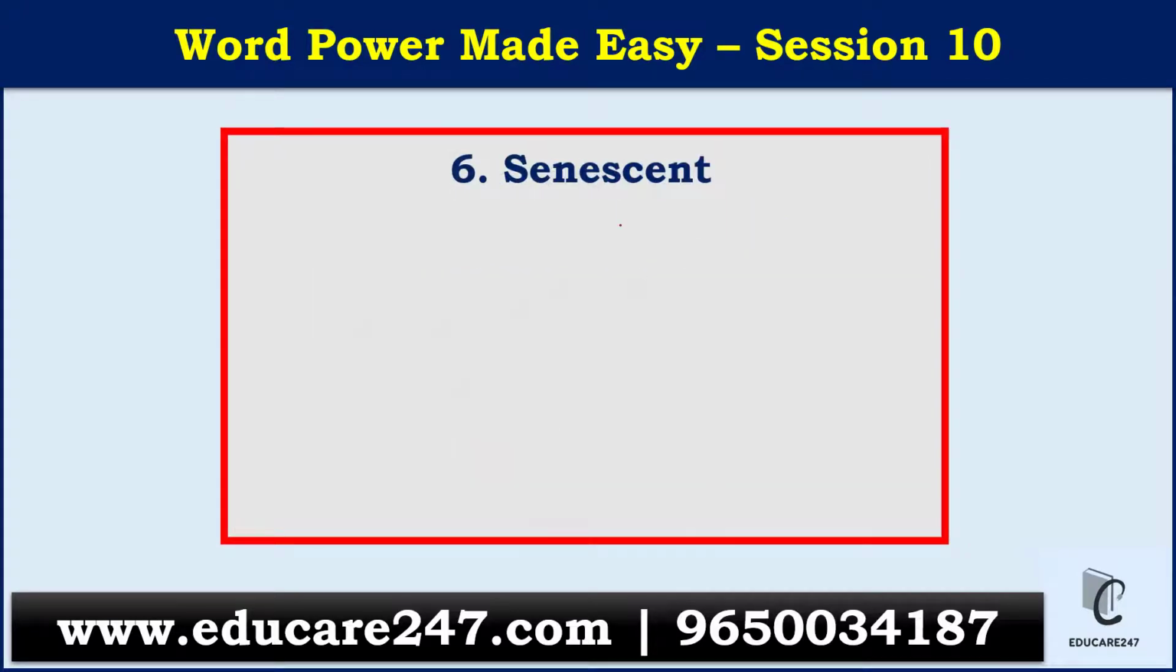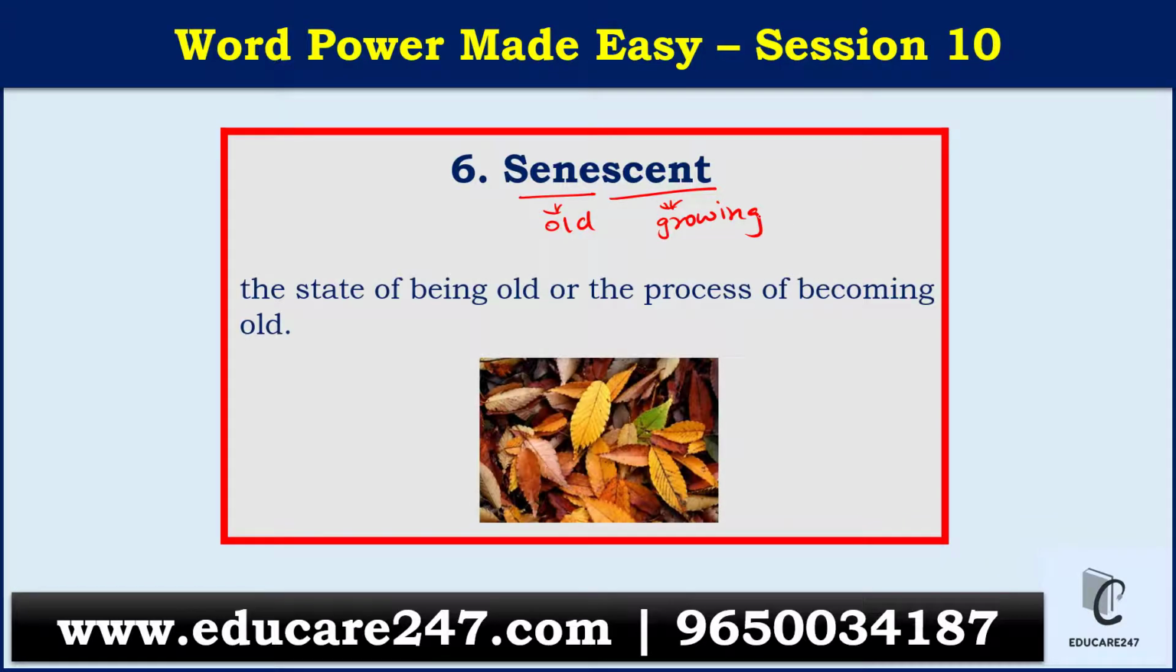The final word here is senescent. So sen again relating to old, and ascent was growing. So it basically means growing old. So it's a process of growing old. So it's a state of being old or process of becoming or growing old. So you could see here in the picture also, the green leaves are turned yellow, which is growing old and falling down the tree. So it's a process of senescent.